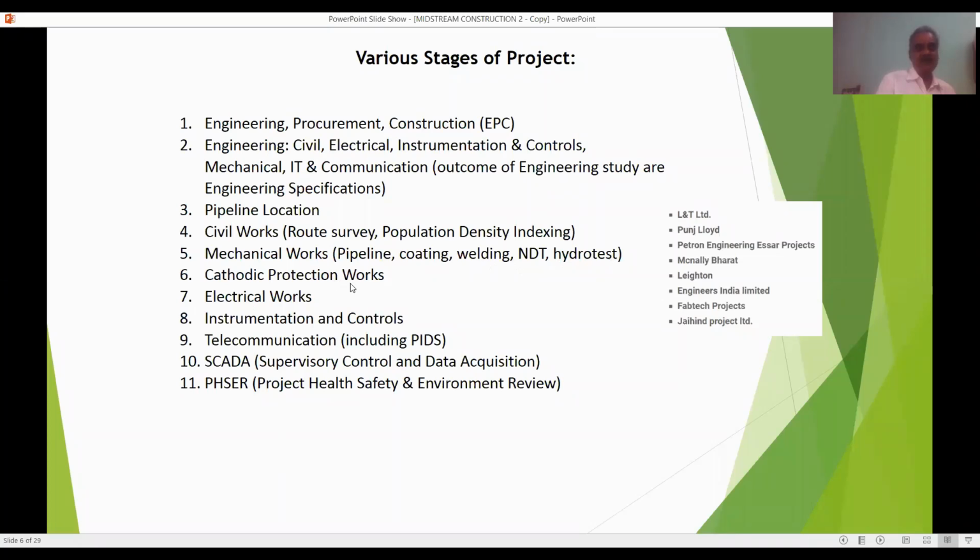Cathodic protection plays an important role in midstream pipelines. Then electrical works, instrumentation and controls, telecommunication including PIDS, SCADA (supervisory control and data acquisition), PHAZOR reports, project health, safety and environment review. These are the important factors in the various stages of the project. Many companies are there: L&T, Punj Lloyd, Petron, Monalisa, Lighton Engineers India Private Limited, Fabtech, Jai Hind Projects, and many more, to carry out the different stages of projects in different or all disciplines. If you award a contract, they will do all the jobs.